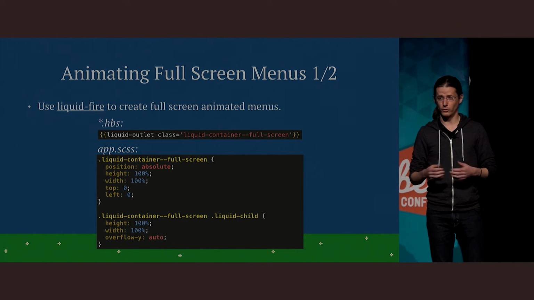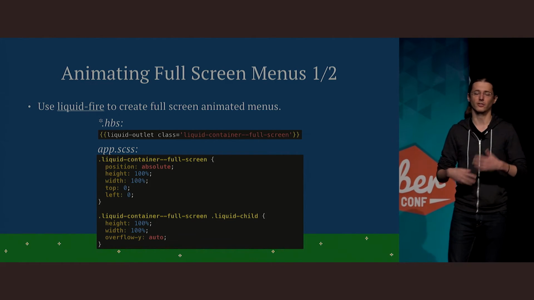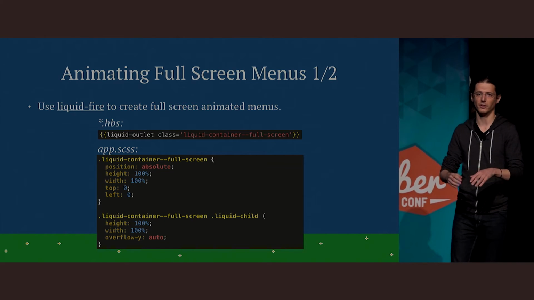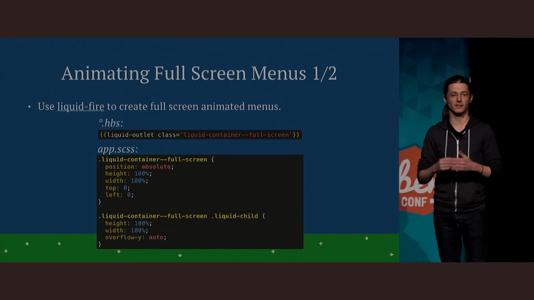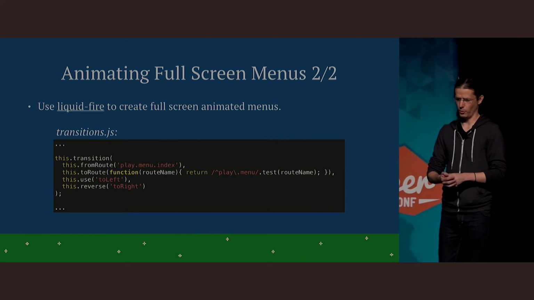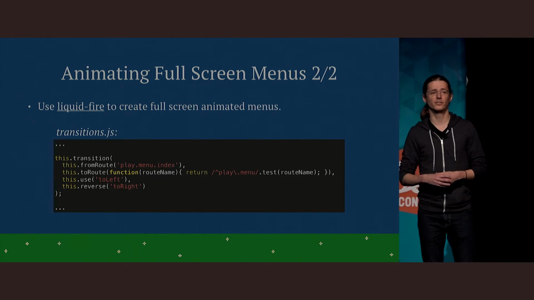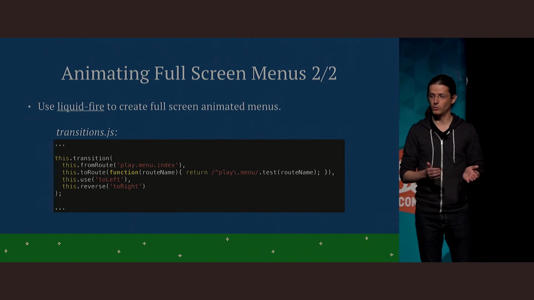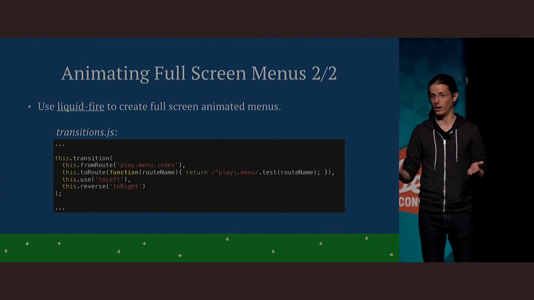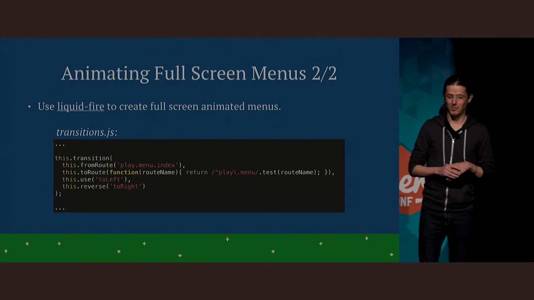And if you want to make something full screen, or if you want to change how that animation looks, you can give your outlet a class that does the full screen stuff. I wouldn't worry too much about the CSS below, but that's the CSS that makes the game menus full screen. And then finally, if you've used Liquid Fire before, you've probably seen the transitions.js. What this does, if you're not familiar, is this is how you tell Liquid Fire what animations you want to use when you transition between one route and another route. So what this code snippet says, somebody's playing, I love it.